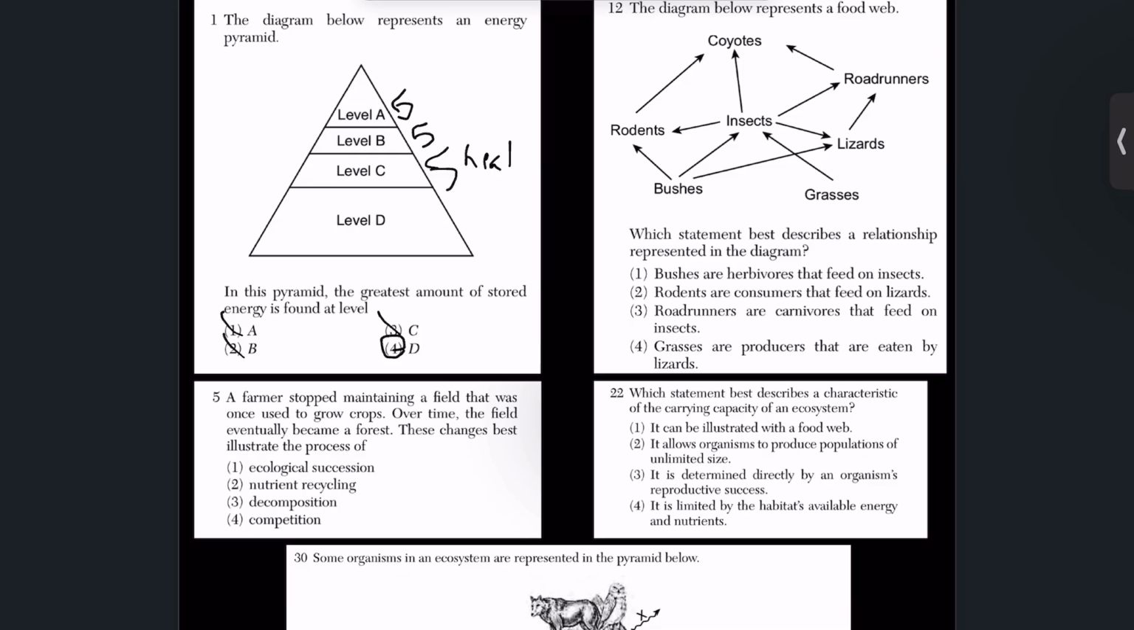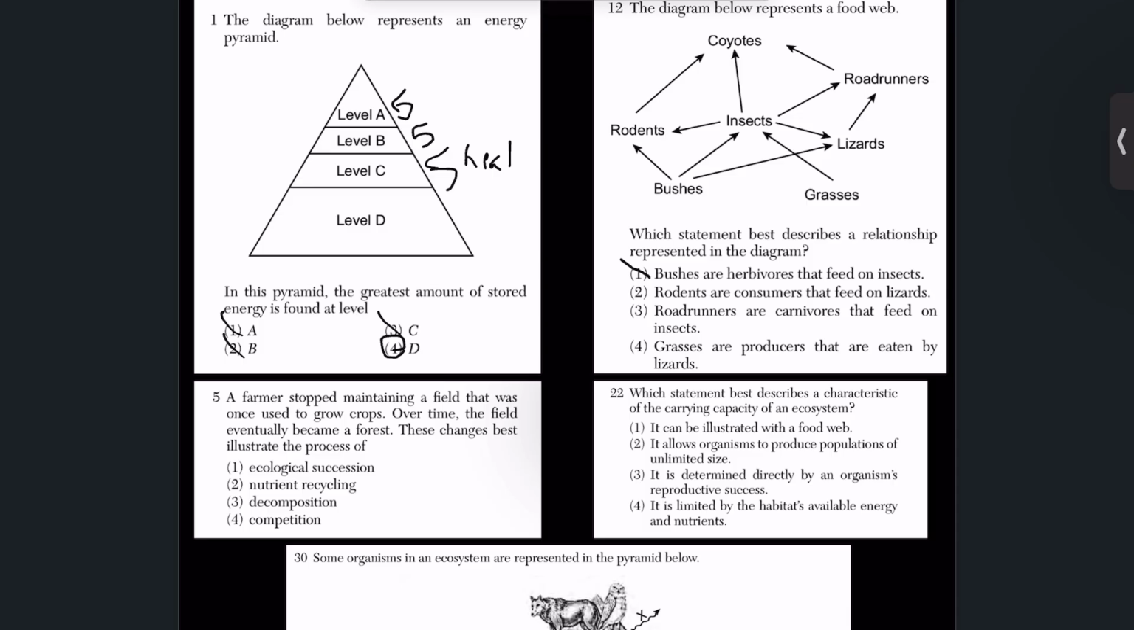Okay, we'll go down to our next one. We'll just go to the one to the right, number 12. The diagram below represents a food web. Which statement best describes a relationship represented in the diagram? Number 1. Bushes are herbivores that feed on insects. I really hope no one will be circling this answer on the Regents. We know that bushes are not eating the insects.